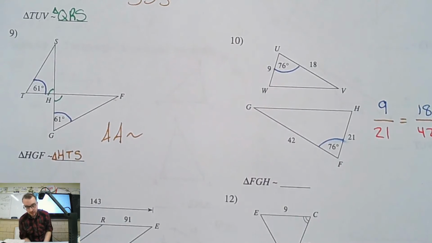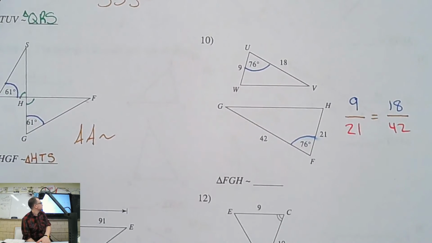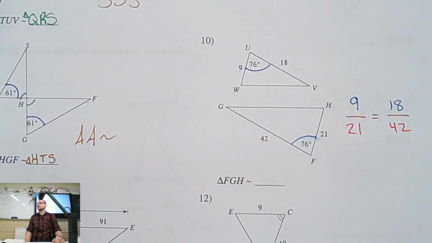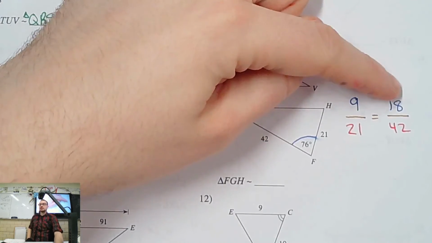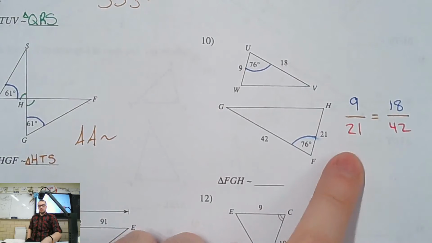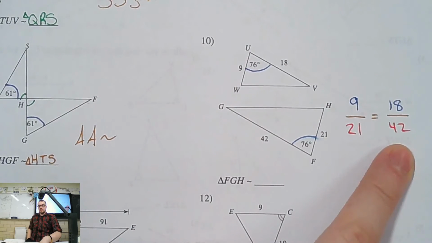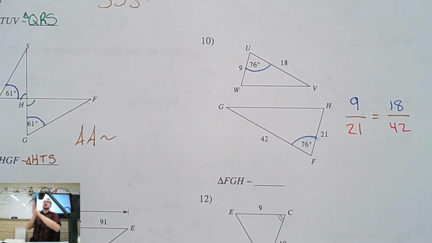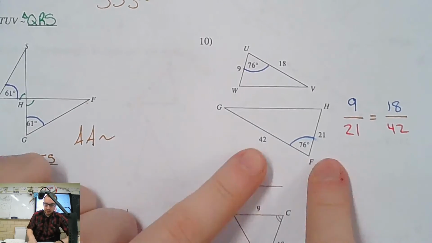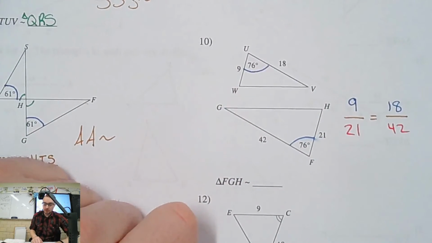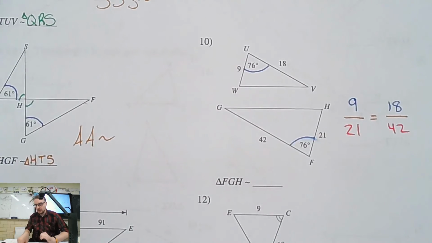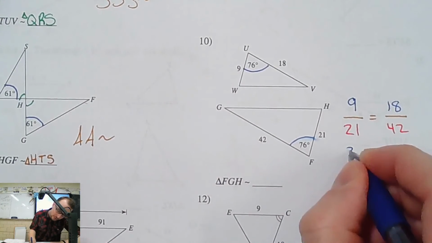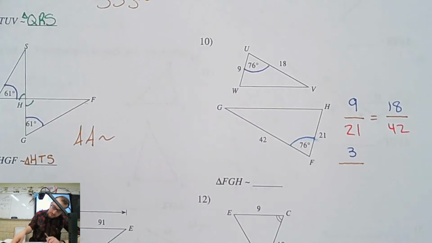Now, there are a couple ways to solve this, right? You can keep reducing. 9 over 21, both divide by 3, et cetera. Or, check it out. What would I have to multiply 9 by to make 18? If I multiply the bottom, do I get 42? Yeah. So they must be the same fraction. One's twice as big as the other. This triangle's just this triangle, but twice as big. The relationship's double. Now, if you want, you can simplify. Both are divisible by 3, so we get 3 over 7.